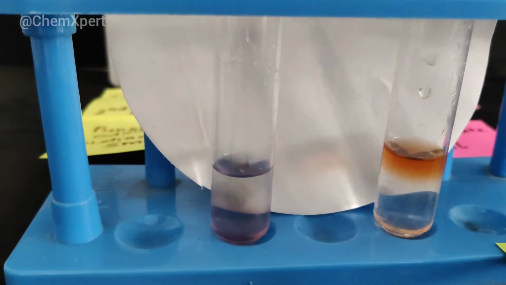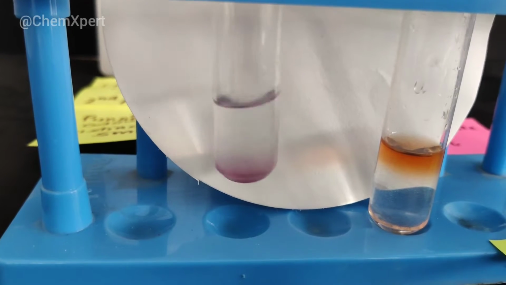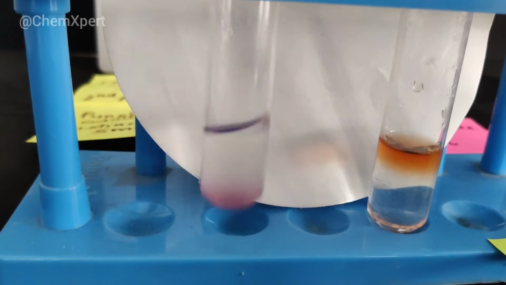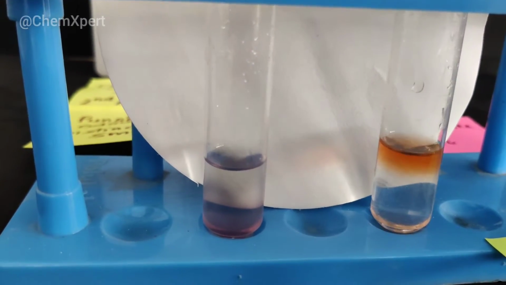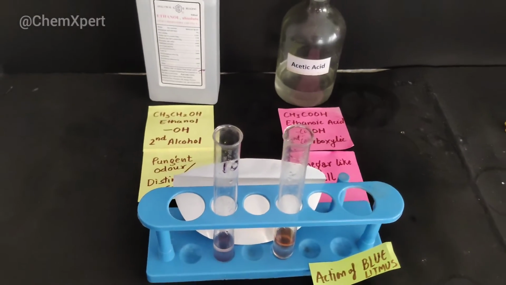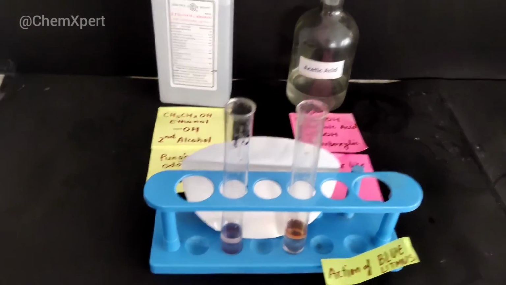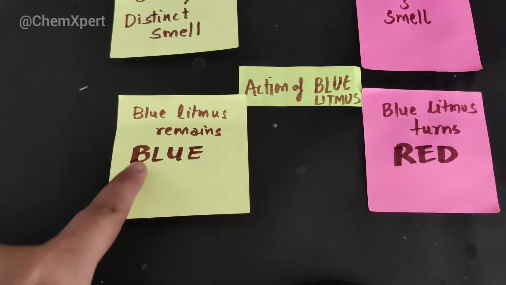You can see the color. In case of acetic acid it is red in color, whereas blue remains blue in alcohol. So there is no change in alcohol, whereas it turns red in acetic acid, which confirms that it is acidic in nature. That is, acetic acid is acidic in nature. In acid, blue litmus turns red. In alcohol it remains blue.